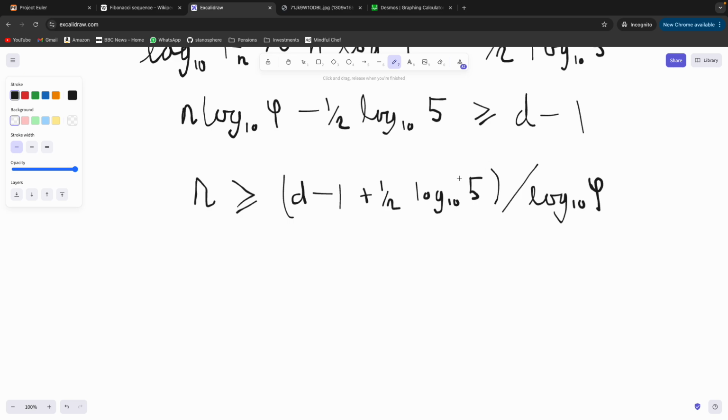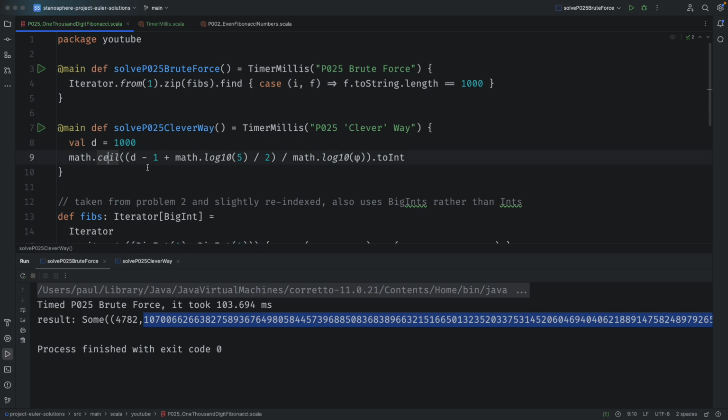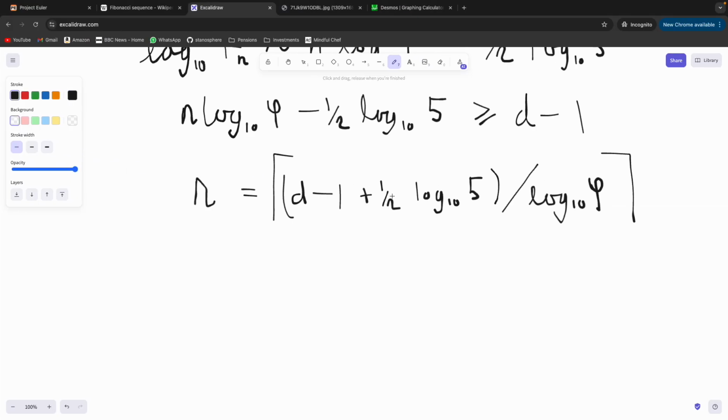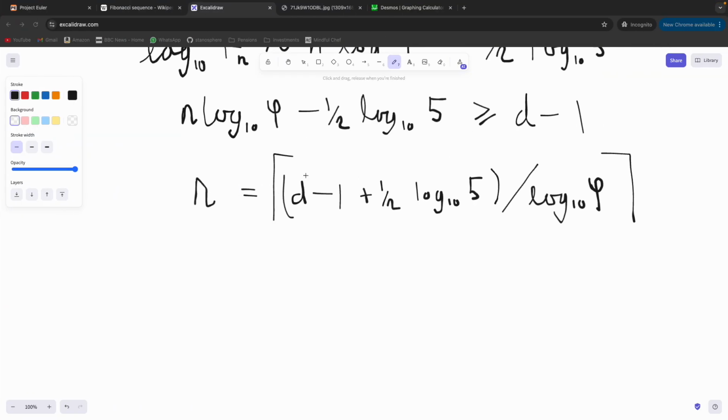So we want to take the ceiling, because if we took the floor, then that would be the value of n before we get to 1000. So we want to take the ceiling of this. Let me just get my eraser out, and that's what our n is going to be equal to. I might be wrong about that, to be honest, but let's see. So let's go to the answer that I've written, and yeah, it was the ceiling. So d minus 1 plus log 10 of 5 over 2, and all over, yeah. So that's the same, and yeah, the reason this works is I first made an approximation.